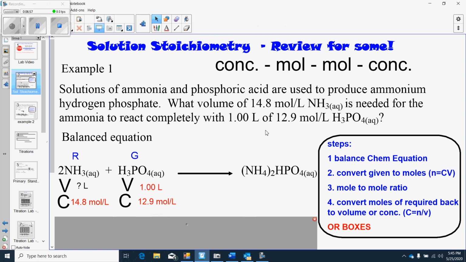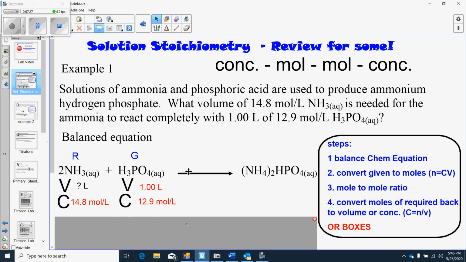Okay? Your volumes should be in liters. If they're in milliliters, we have to convert to liters. All right? So milliliters divided by 1,000 will give you liters. So this is what we know. I call this my given substance. That's why I put a G here. It's given me two pieces of information about it. I call this my required substance because we're required to find a piece of information about it. We know the concentration, but we don't know the volume of ammonia that we need to completely react.